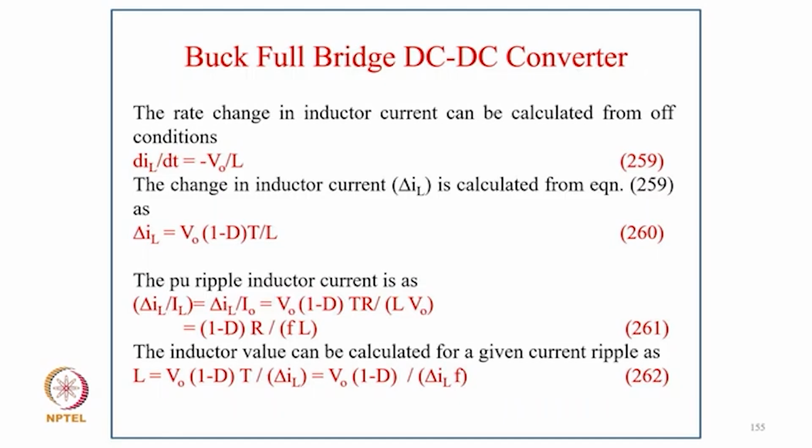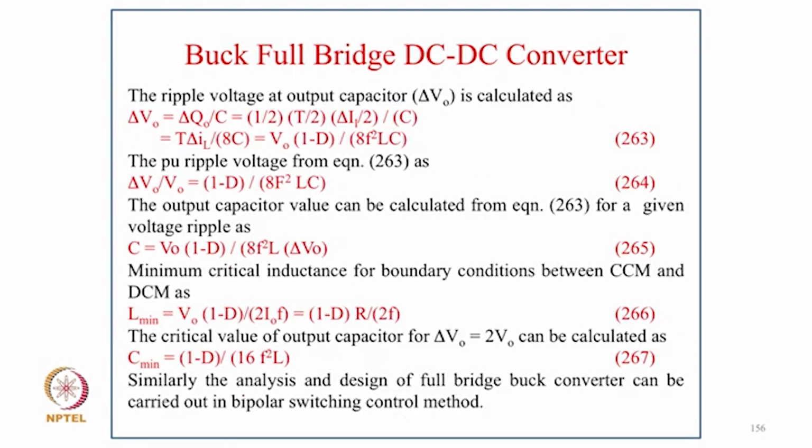dIL/dt = −VO/L, and the change in inductor current delta IL can be calculated as delta IL = VO(1 − D)T/L, and the per unit value of inductor current is delta IL/IO = VO(1 − D)T/(L·VO) = (1 − D)T/L, and the inductor value can be calculated as L = VO(1 − D)T/delta IL, that is VO(1 − D) divided by delta IL into F.